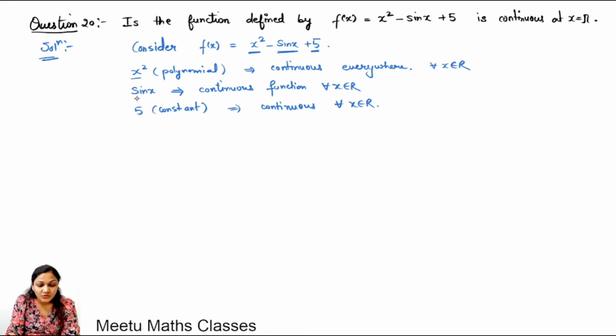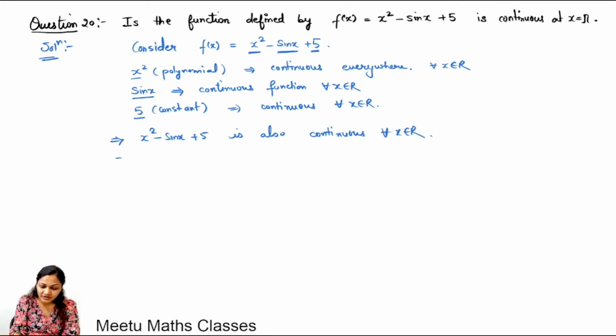Now, we know that the addition and subtraction of continuous functions is also a continuous function. That implies that x square minus sin x plus 5 is also continuous for all x belongs to R, and this is your f(x). So if f(x) is continuous for all x belongs to R, f(x) is continuous at a particular point x equals pi also.